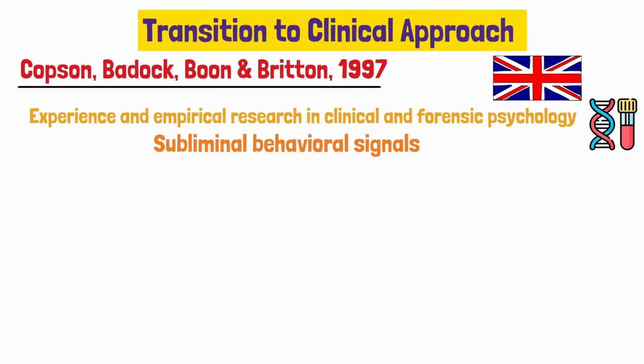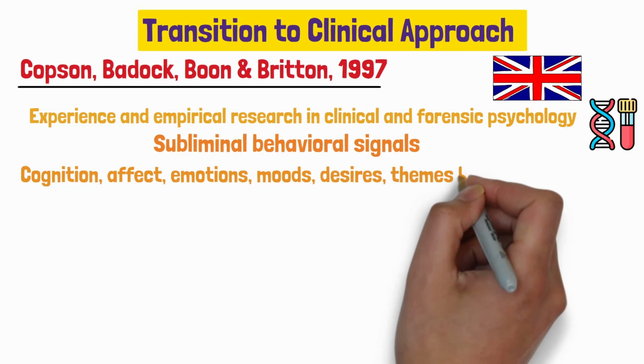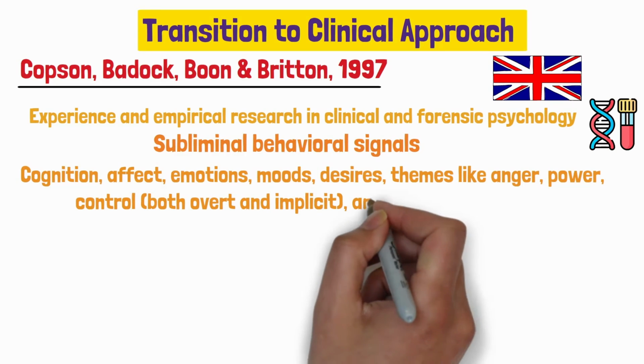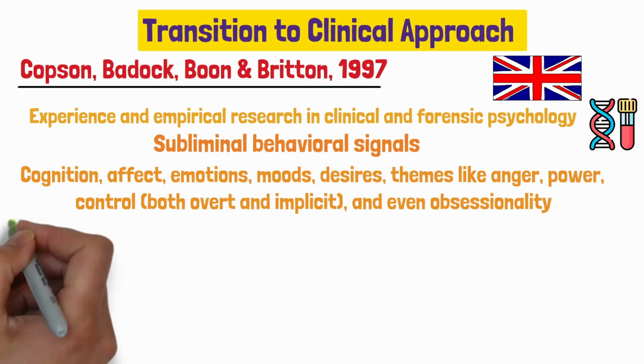Profilers in this approach look for signals of cognition, affect, emotions, moods, desires, themes like anger, power, control, which can be both overt and implicit control, and even obsessionality and any other underlying psychological influences.